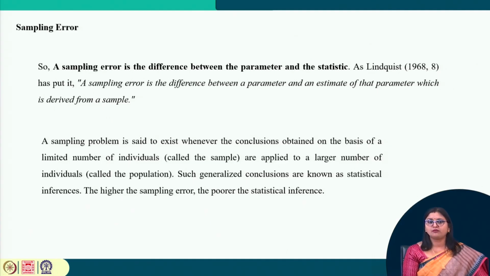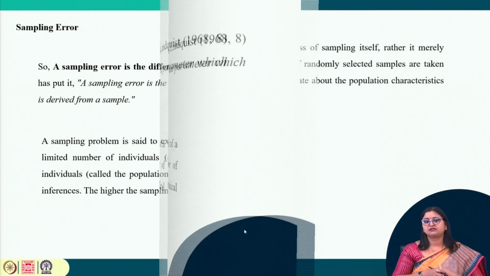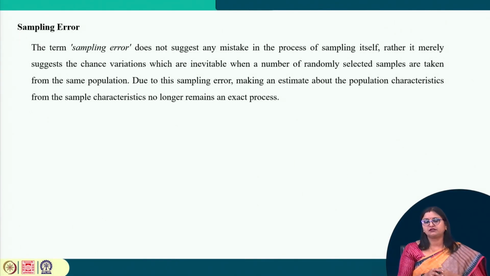A sampling problem is said to exist whenever the conclusions obtained on the basis of a limited number of individual samples are applied to a large number of individuals called the population. Such generalized conclusions are known as statistical inferences, and the higher the sampling error, the poorer the statistical inference, and vice versa. The lesser the sampling error, the greater the inference.